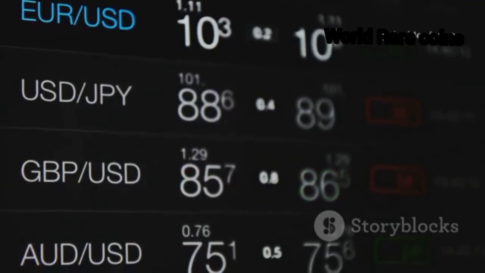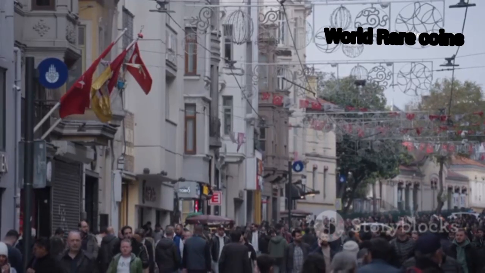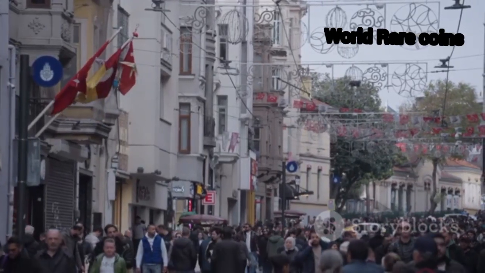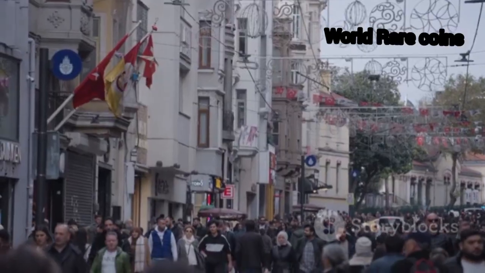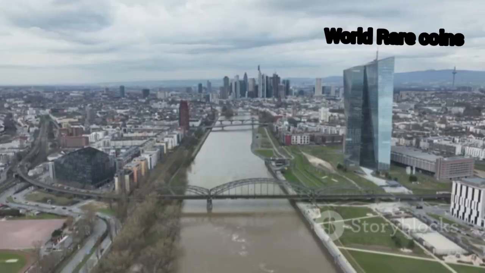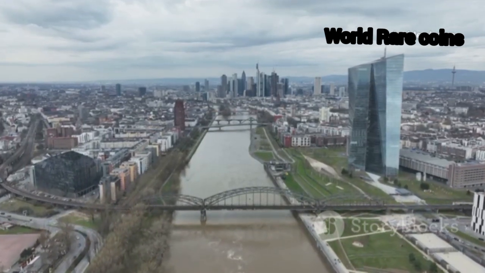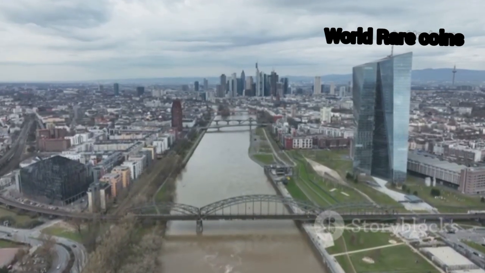Despite these hurdles, the euro today is the world's second most traded currency. It represents more than 340 million people across 20 countries and stands as a bold experiment in economic integration. Whether you see it as a triumph or a work in progress, the euro's impact on global markets is undeniable.